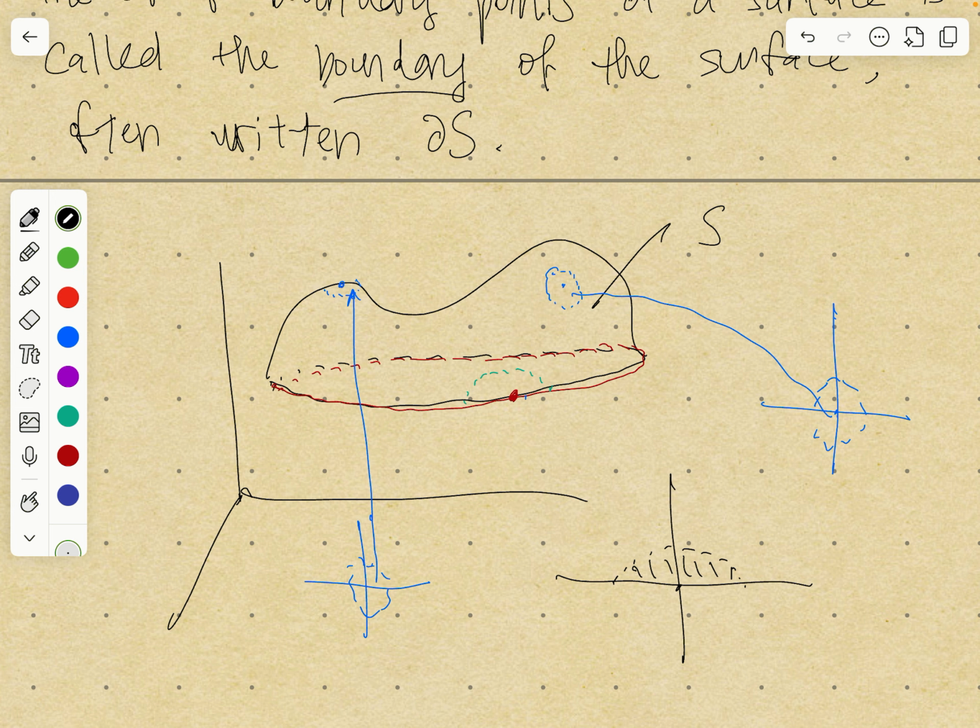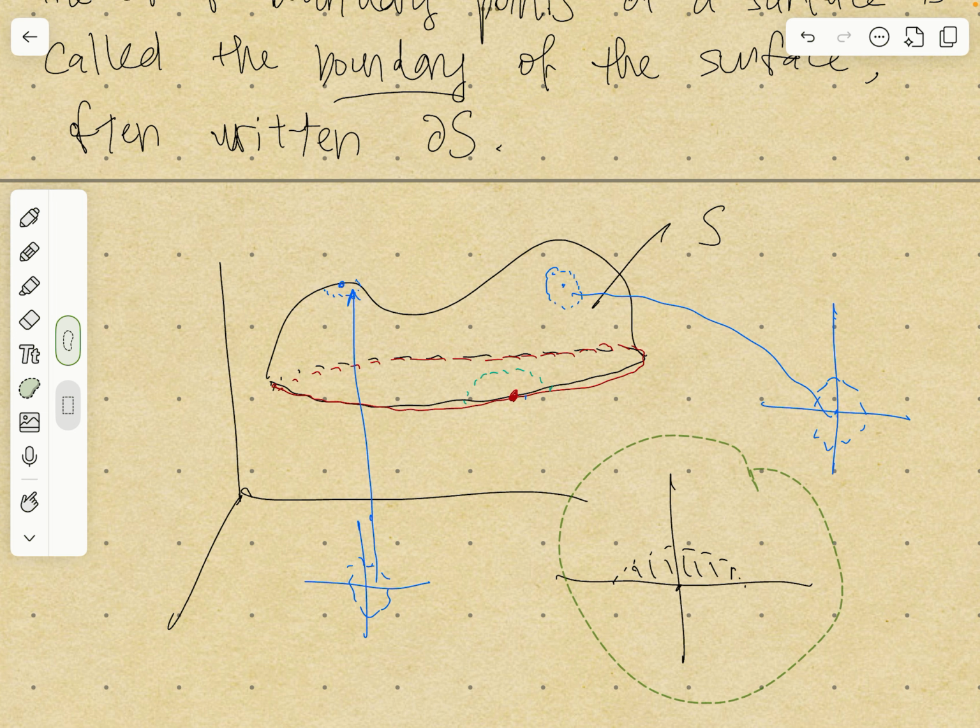I don't want to get too carried away by this, but the point is that if you look at R2, but then you only look at the points where the y coordinate is greater than or equal to 0, and then you take an open set in R2 and look at the intersection with that upper half plane, then you get something like this. So this is considered an open set in the upper half plane, but it's not an open set in R2. So that's why this point is a boundary point.